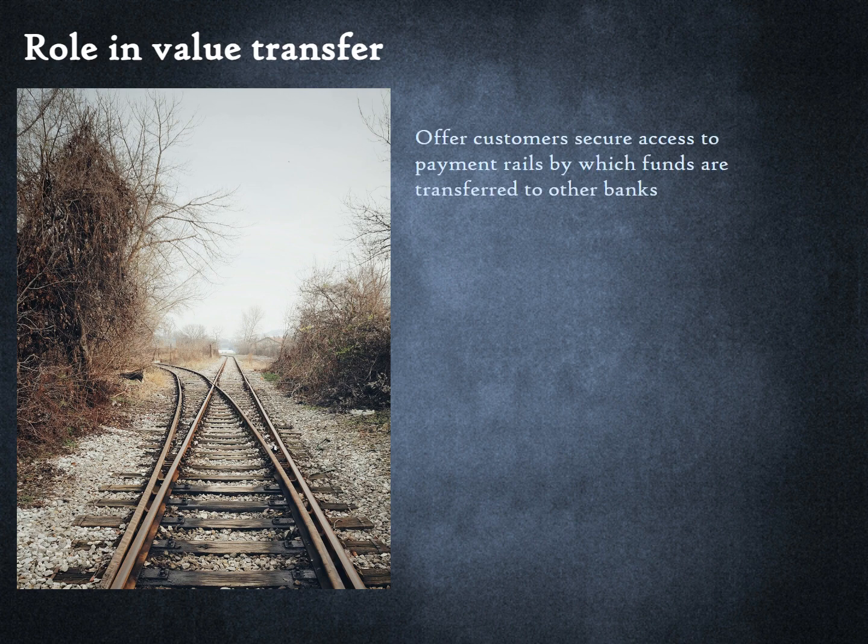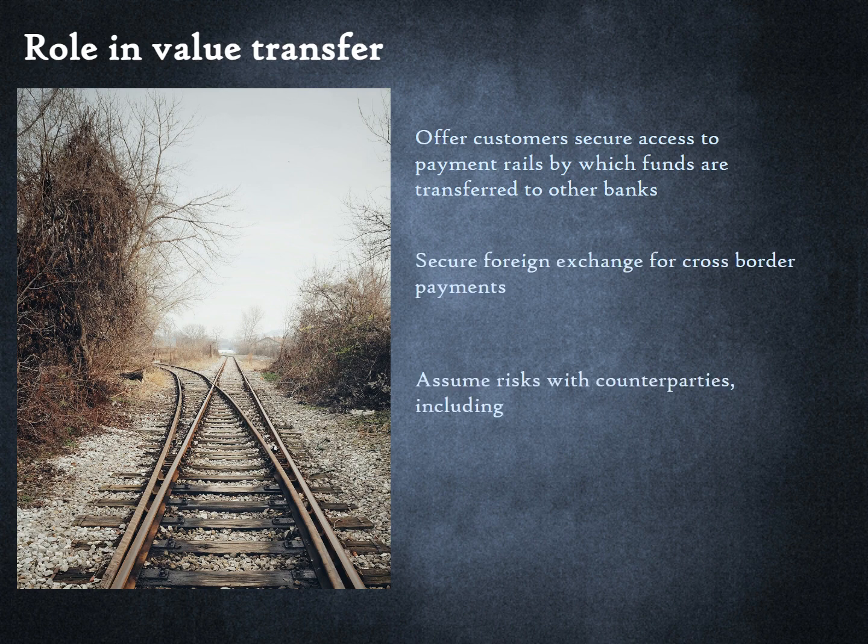Finally, banks enable value to be transferred from one bank to another via payment rails. They also secure foreign exchange for cross-border payments. As part of the payment rails, banks may assume credit risk and compliance risk with counterparties like beneficiary banks and correspondent banks. For instance, in a real-time payment system, there is a possibility that the other bank goes bust prior to settlement. Similarly, banks may allow temporary overdrafts on the Nostro accounts held by correspondent banks.